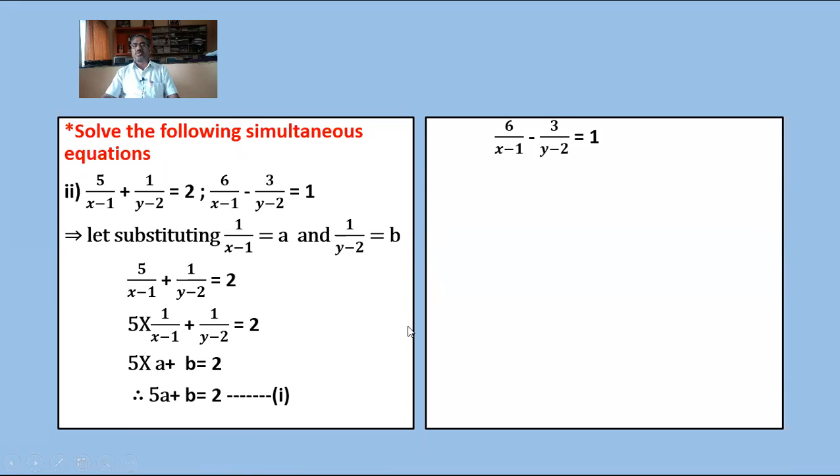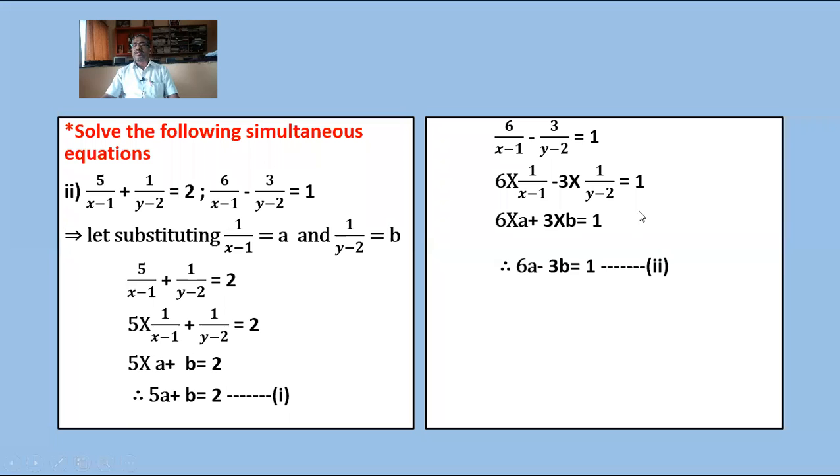Similarly, from equation 2, 6 upon x minus 1 minus 3 upon y minus 2 is equal to 1. Here 6 multiplied by 1 upon x minus 1 minus 3 multiplied by 1 upon y minus 2 is equal to 1. Substitute the value. Then we get 6a minus 3b is equal to 1. We get equation number 2. Observe equation 1 and equation 2. Equations 1 and 2 are simultaneous equations.